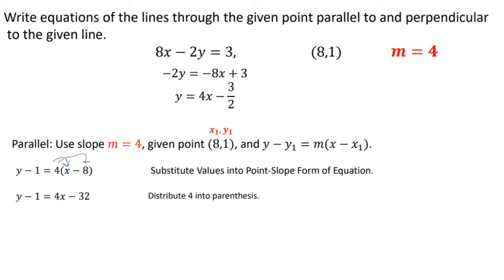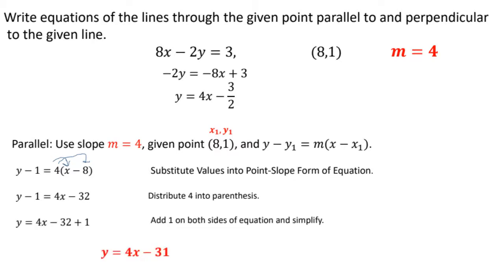All right, then what I want to do is just move the minus 1 to the other side by adding 1 on both sides. And that's going to give me y equals 4x minus 32 plus 1. When I simplify it, I get y is equal to 4x minus 31. And I'm done. This equation here, y equals 4x minus 31, is parallel to the given equation. Two lines that have the same slope but different y-intercepts are considered parallel lines.